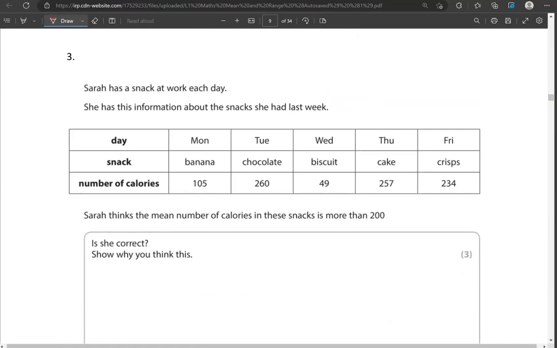Sarah has a snack at work each day. She has this information about the snacks she had last week. Sarah thinks the mean number of calories in the snacks is more than 200. Is she correct? Show why you think this.